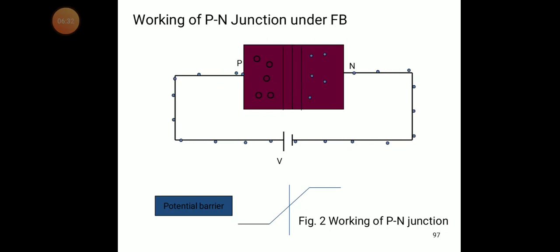Whenever we apply the forward bias, what happens is the N side is pressurized with the electrons and the P side is pressurized with the holes, or you can say that the P side attracts the electrons.